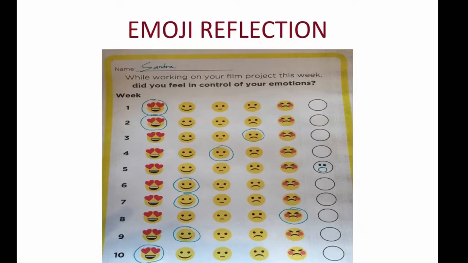We developed an emoji reflection template to build in regular self-reflection throughout a project. And you can change the top anchor statement to align with what you're doing in your program. Here it's about, well, working on your film project this week, did you feel in control of your emotions? But you might have a different context and even a different target statement that you might use. But what you do is ask the young people to circle or reflect on how they were feeling about that particular thing in any given, say, week or time period.